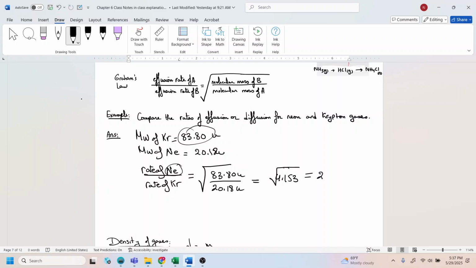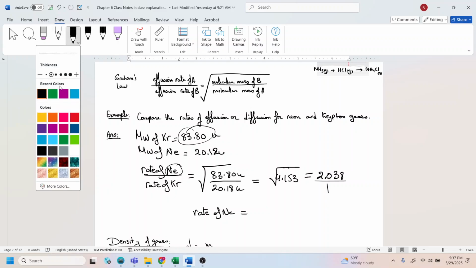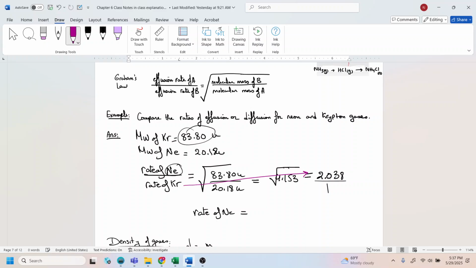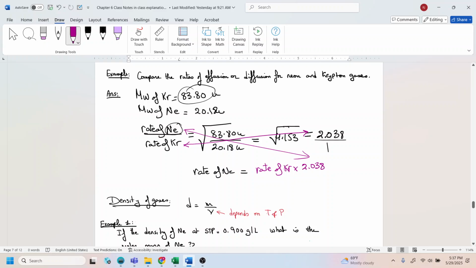Use your calculators definitely for this one and for every single problem that you do. So the rate of neon over the rate of krypton equals 2.038 over 1. What you can do is simply cross multiply: the rate of neon is equal to the rate of krypton times 2.038. So it's equal to about 2 times the rate of krypton. This is what it means. The rate of neon is 2 times the rate of krypton.